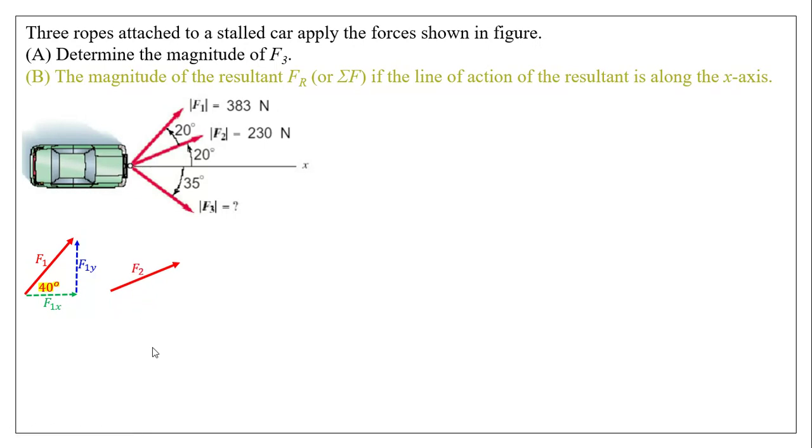I'm going to do the same for F2. F2 here is 230 newtons. It is pointing in the northeast direction at an angle of 20. So it has to have an F2x and an F2y pointing right and up, and the angle here is 20. And then last but not least, F3. F3, like I said earlier, is pointing in the southeast quadrant. So it has to have an arrow F3x pointing to the right, which is east, and then F3y pointing down, which is south. Okay.